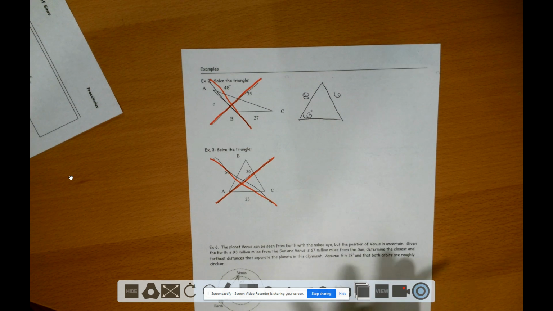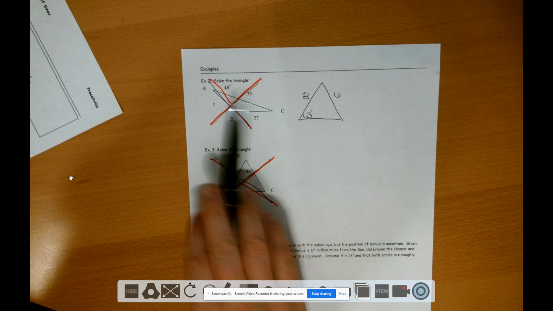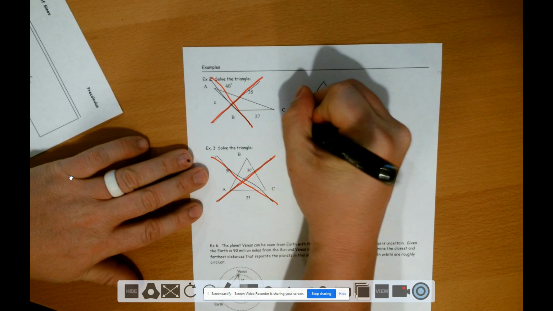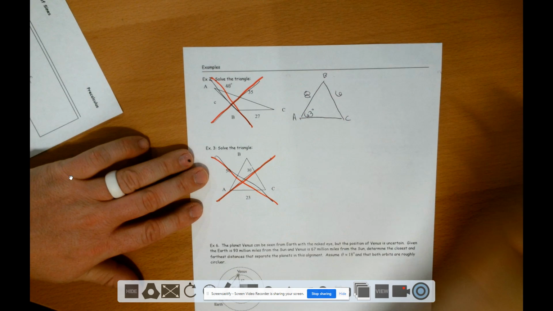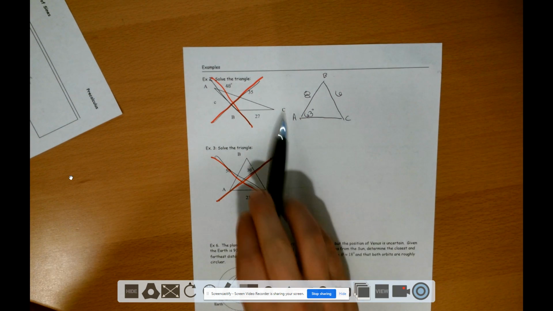So what we're going to do here is change our examples to this one right here. So let's take it angle A, angle B, angle C, and let's just make this triangle with a 63 degree angle, a side length 8, and a side length 6.